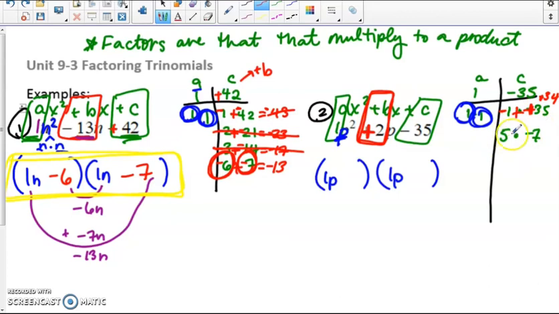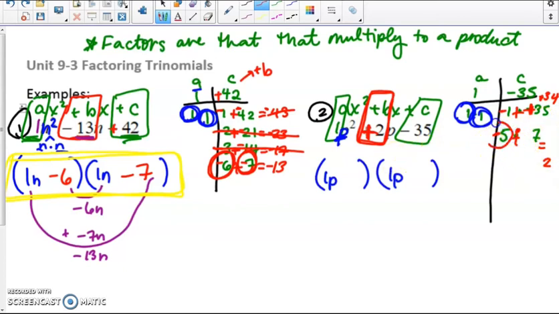Same way here, if I do 5 plus a negative 7, I'm going to get a negative 2. And I want a positive 2. So those numbers are right, because I got the right number of 2, but my sign's wrong. So I need to come through here and get rid of my negative on my 7, and say it needs to be negative 5 times 7. So negative 5 times 7 is negative 35, and negative 5 plus 7 is going to give me positive 2. So these are the numbers that work.